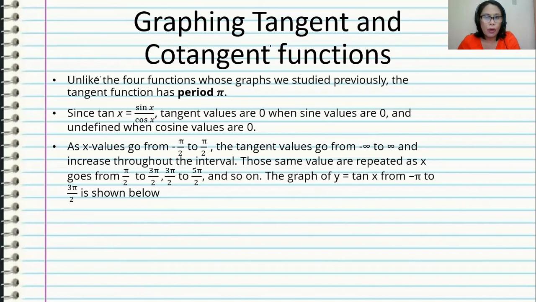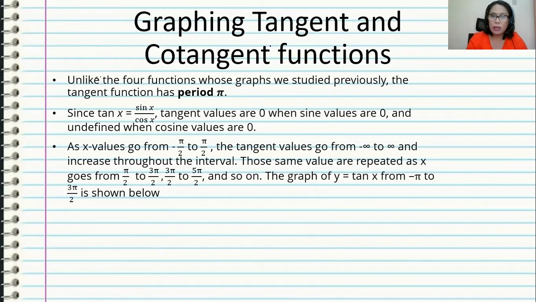Now, those same values are repeated as x goes from pi over 2 to 3 pi over 2, which is actually another interval, and then 3 pi over 2 to 5 pi over 2, which will be another interval. So, as I've mentioned, as we finish one period and begin another interval, the graph will just be repeated and so on. So the graph of y equals tangent x from negative pi to 3 pi over 2 would mean more than one period.